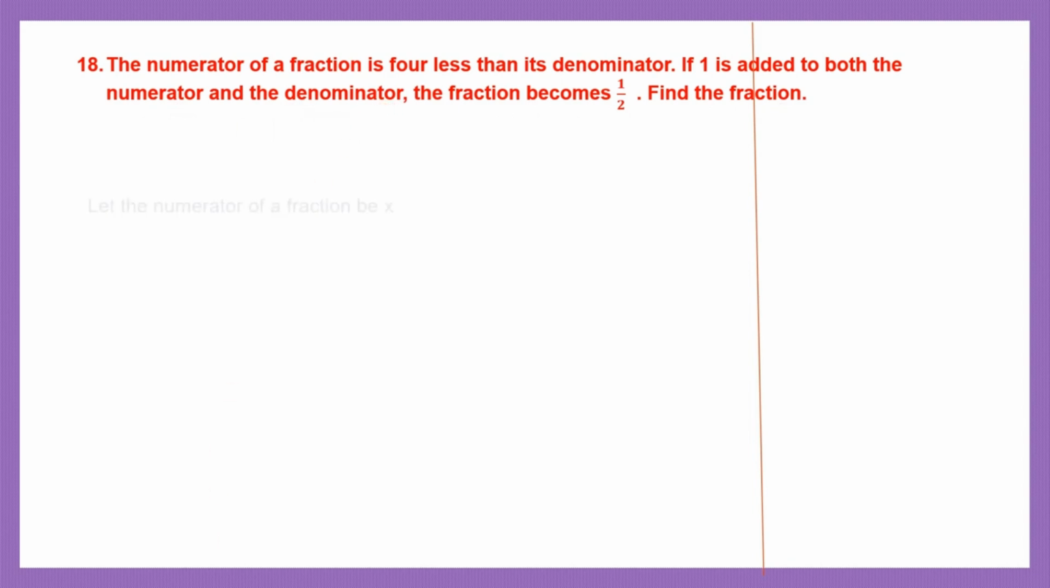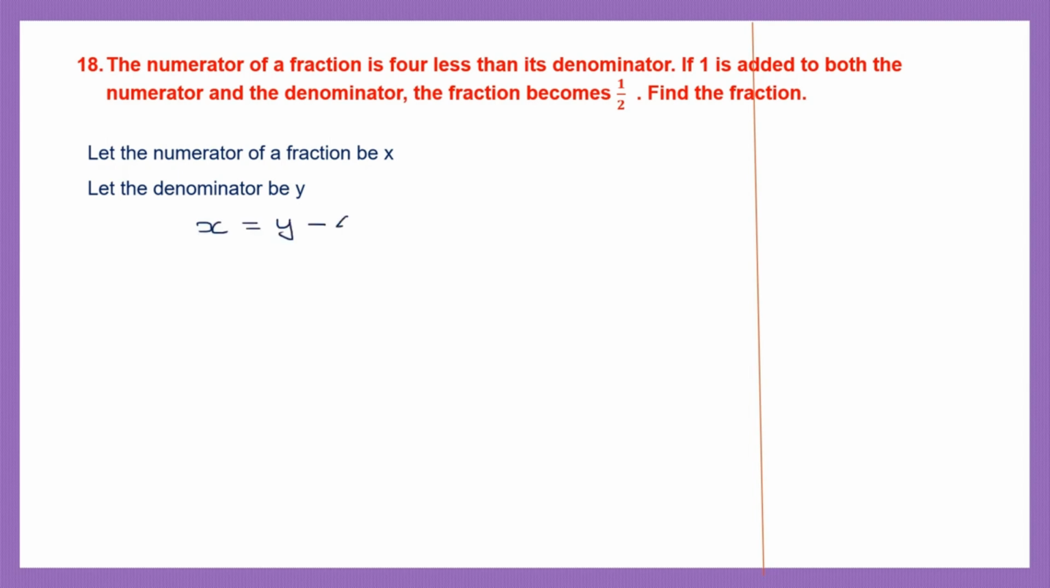So let's begin. Let the numerator of a fraction be x. So we're going to consider the numerator to be x. So the denominator, let it be y. Now we have to get our equations. So let's follow the question. The numerator of a fraction is 4 less than its denominator. So let's make our first equation from this statement. The numerator we said is x, and according to this statement, numerator is 4 less than the denominator. That means y minus 4. So this is our first equation.